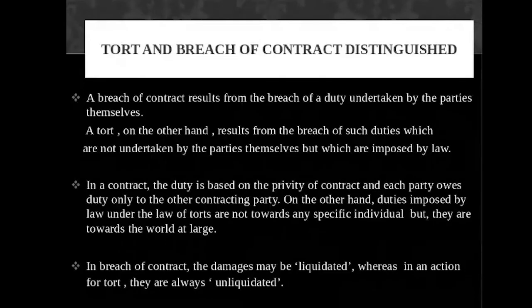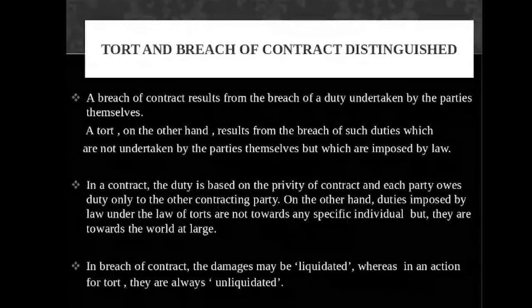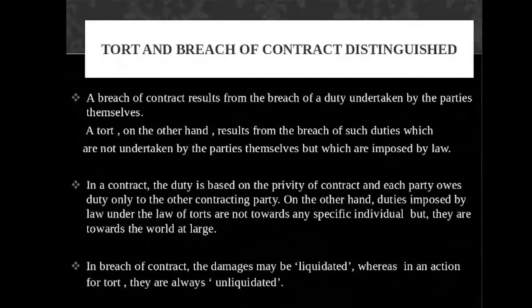The next point is with regard to damages. So damages is the main remedy available in case of both breach of contract as well as breach of tort. In case of breach of contract, damages may be liquidated because parties know each other, so they would be putting forth agreements and terms defining the amount to be compensated in case there arises a breach of contract. So another difference between breach of contract and breach of tort is that in case of breach of contract, damages will be liquidated, whereas in an action for tort, they are always unliquidated.